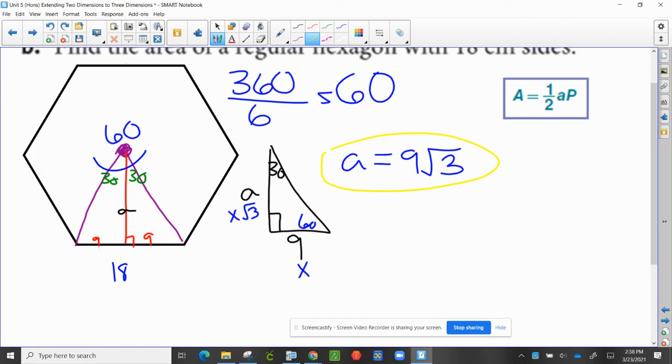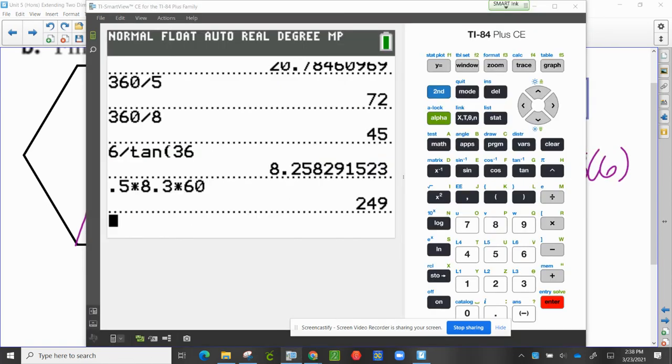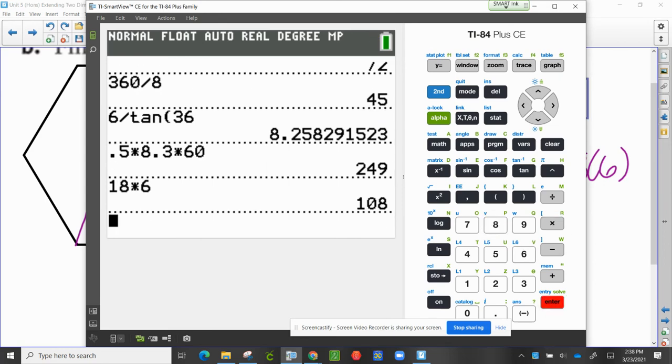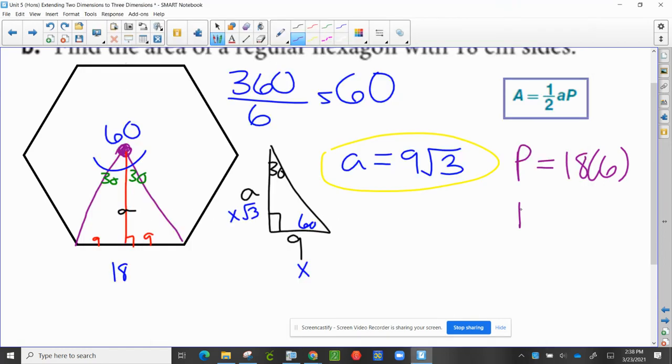Okay. So the only other thing I need is my perimeter. So perimeter, if we know one side is 18, again, we know all sides are 18, so we could just do 18 times 6. What do we get? 108.